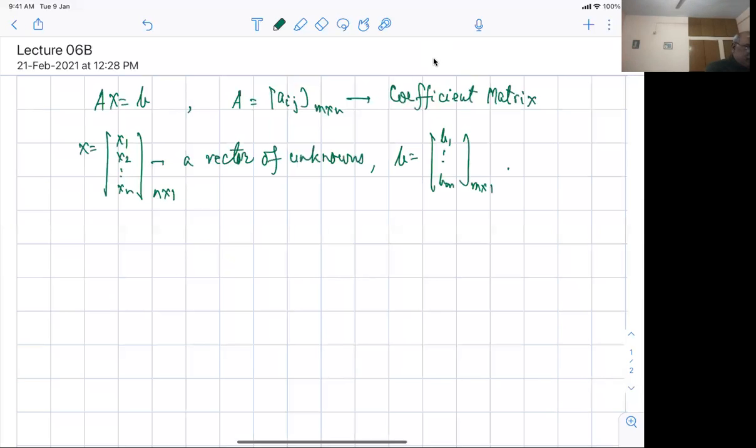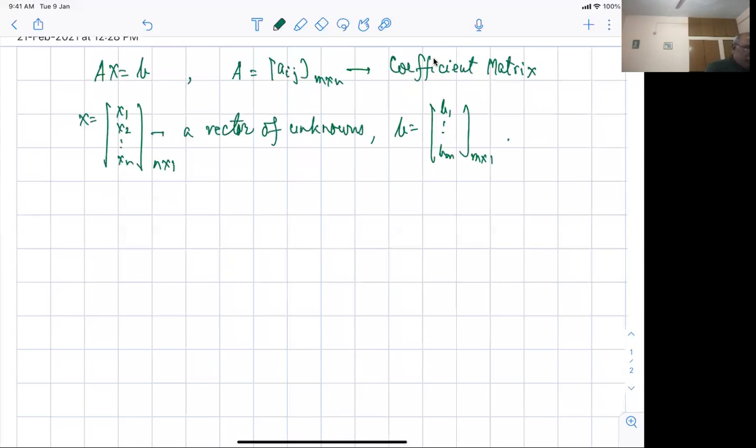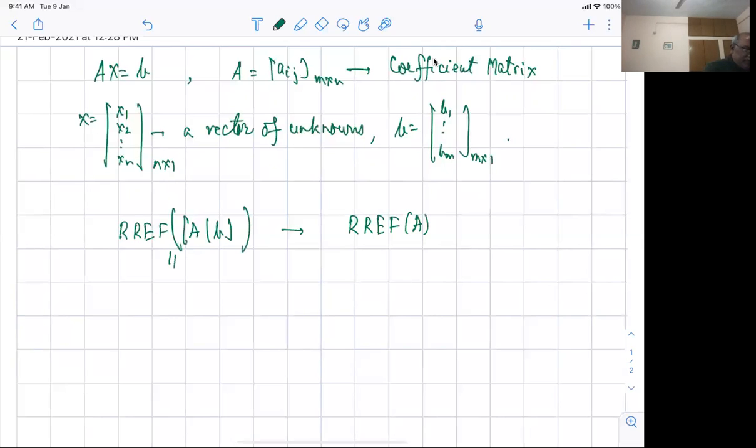What we have learned is that if I look at the RREF of [A|b], the augmented matrix, then this contains the RREF of A, because A consists of the first n columns of this matrix. So if the RREF of this matrix is [C|D], where D is a vector of size m cross 1 and C is of size m cross n, then this will imply that the RREF of A is equal to C itself.